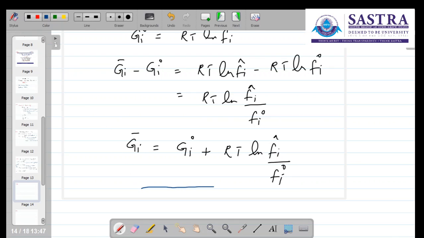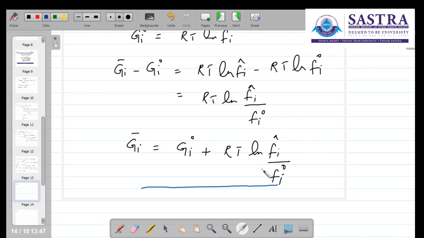wherein the partial molar Gibbs energy of a component in a system can be related to the pure component Gibbs energy at the standard state, and the second term has RT times ln of the ratio of the fugacity of the component in solution to its standard state fugacity.